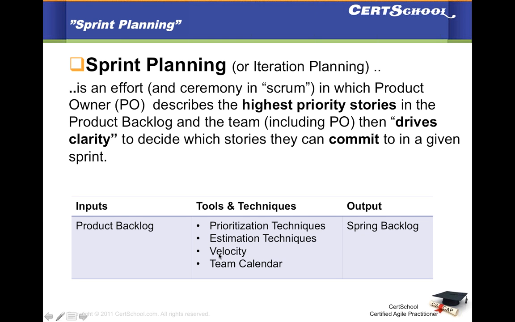Velocity is another very important term in Agile. Okay, velocity, for now you can understand that it is the amount of work a team can do in a particular sprint. That is the velocity of the team. Okay, so that is also another technique that is used. And then team calendar. Okay, so when you're working in a team, you can understand, there could be vacation time, there could be resources that may not be available for a certain duration. So we have to take that into account as well when we are committing to finishing stories in a particular sprint. Okay, so the input is product backlog, output is sprint backlog.